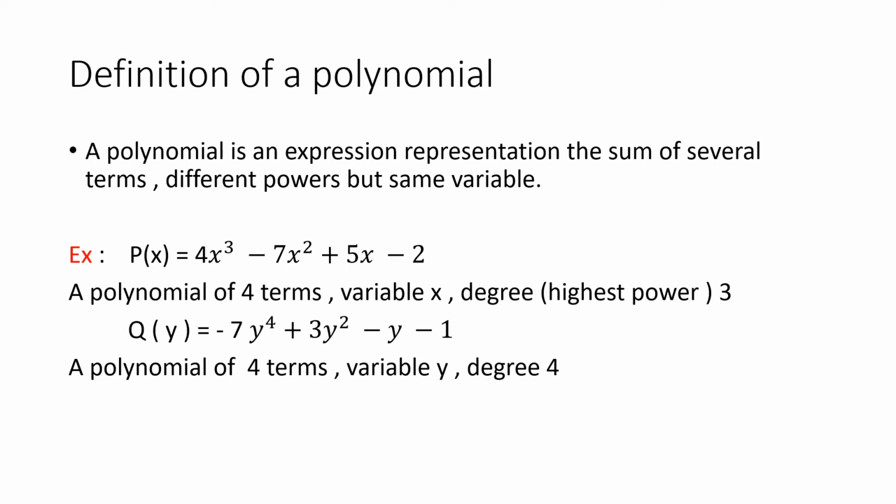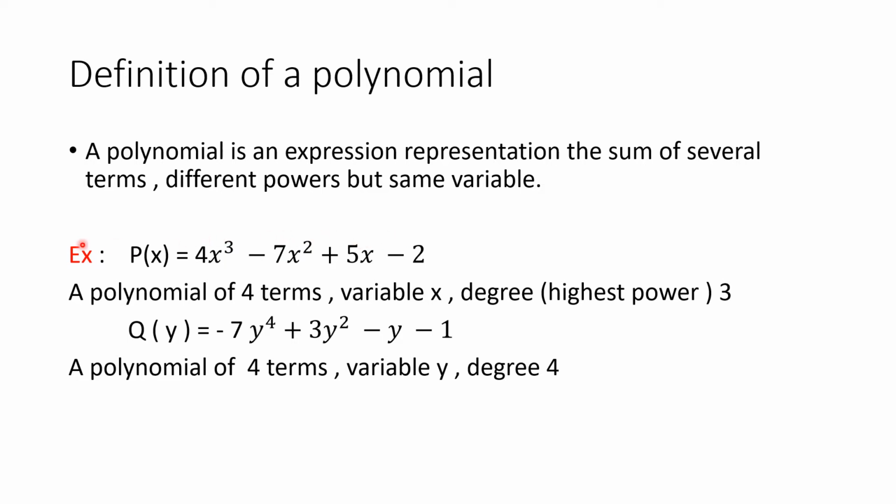Definition of a polynomial. A polynomial is an algebraic expression represented by the sum of several terms with different powers but the same variable. Example: the polynomial is usually denoted by a capital letter and the variable is indicated between the parentheses. P of x is equal to 4x cubed minus 7x squared plus 5x minus 2.